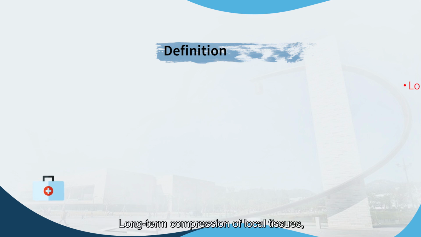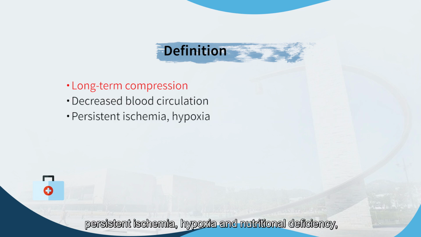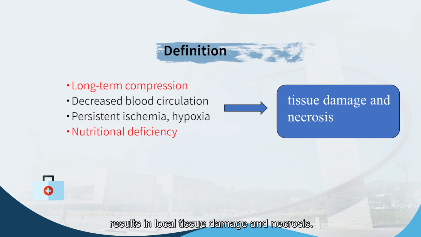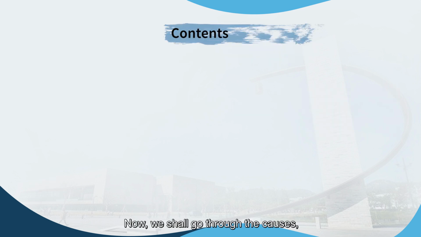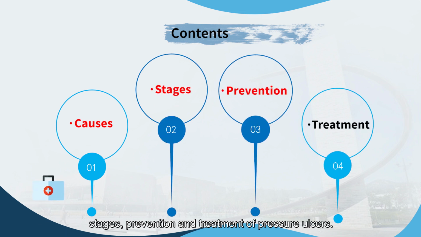Let's first look at the definition of pressure ulcers. Long-term compression of local tissues, causing decreased blood circulation, persistent ischemia, hypoxia, and nutritional deficiency results in local tissue damage and necrosis. Pressure ulcers are the consequence of injury to the skin or underlying tissue, usually over a bony prominence. Now, we shall go through the causes, stages, prevention, and treatment of pressure ulcers.